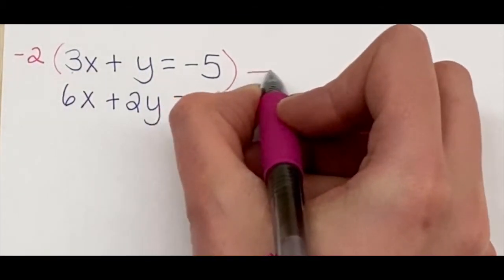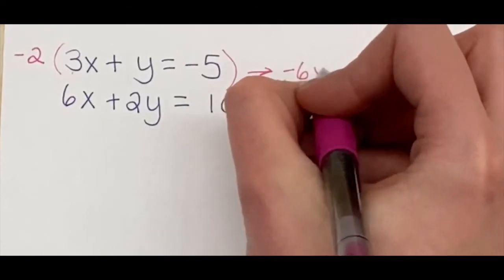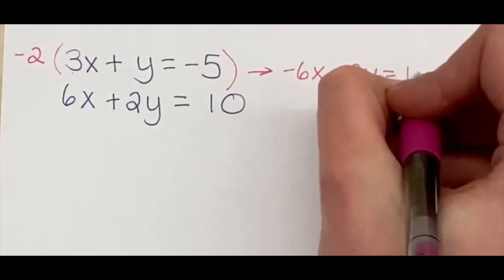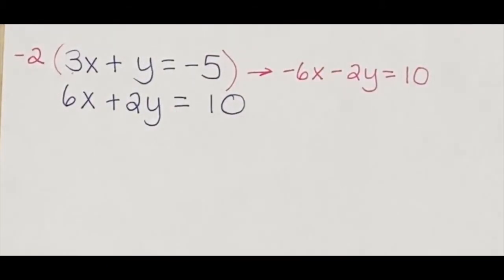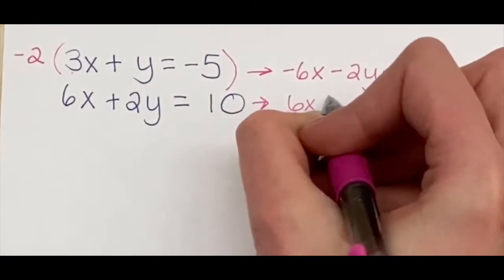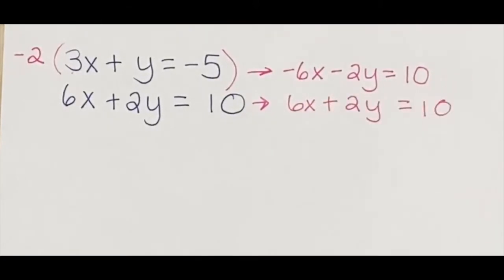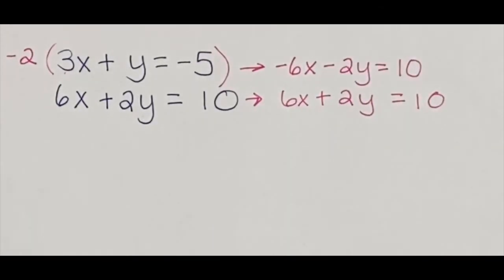So when I rewrite this system, I'm going to have negative 6x minus 2y equals a positive 10, not forgetting to multiply the negative 2 by the negative 5. And then I'm going to just recopy this one, again, just to keep them aligned. And already we should have an observation here. We're seeing some of these coefficients are the same but different signs. So let's see what happens when I add to eliminate.